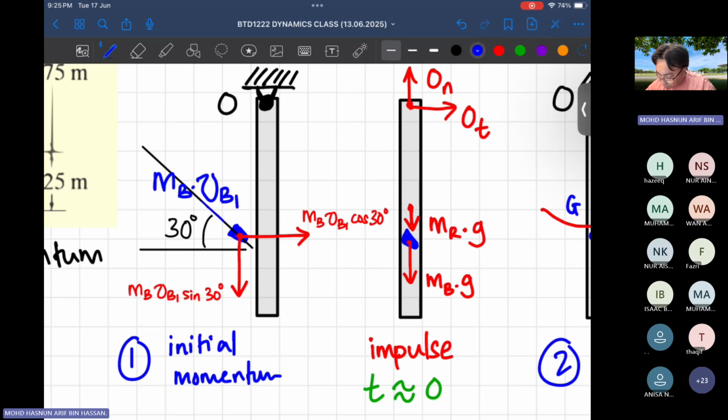This momentum here is the original momentum arrow, like this. The original momentum arrow is at an angle of 30 degrees. So we need to resolve. One is in the tangential axis, the other one is in the normal axis.